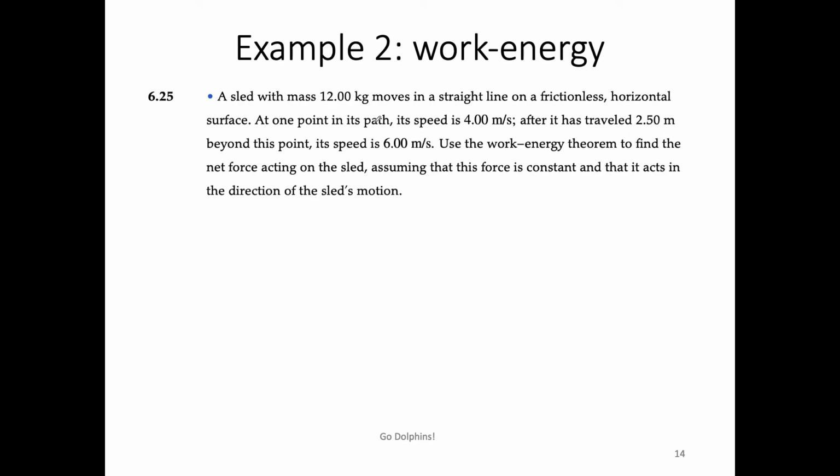Okay, now we do another example using the work energy theorem. So we have a sleigh, 12 kilogram, moving in a straight line on a frictionless, horizontal surface. Initial speed 4 meters per second. It moves 2.5 meters. Final speed 6 meters per second. Use the work energy theorem to find the net force.